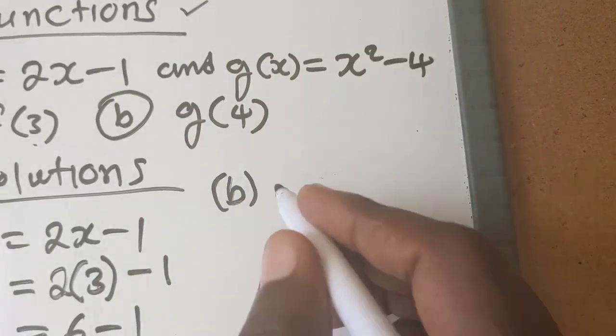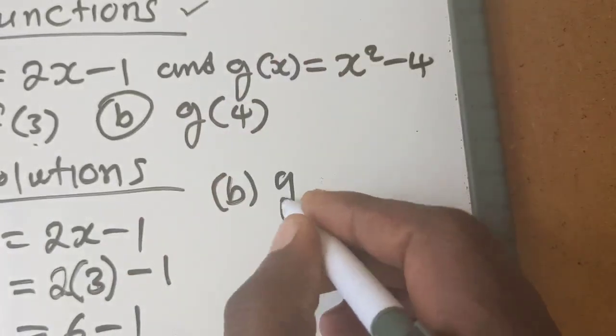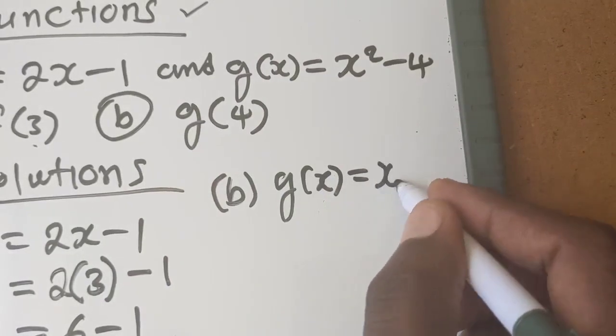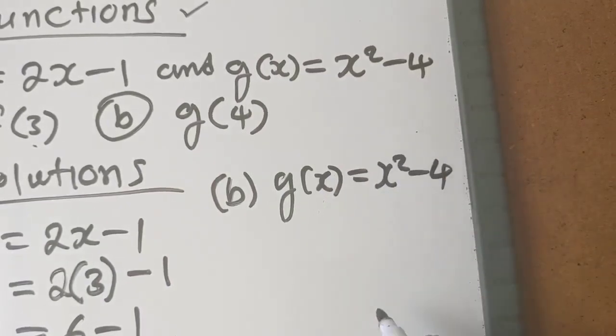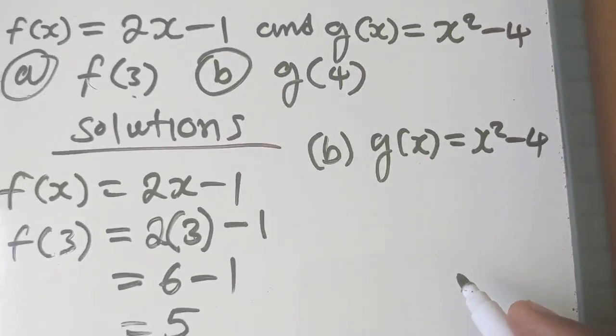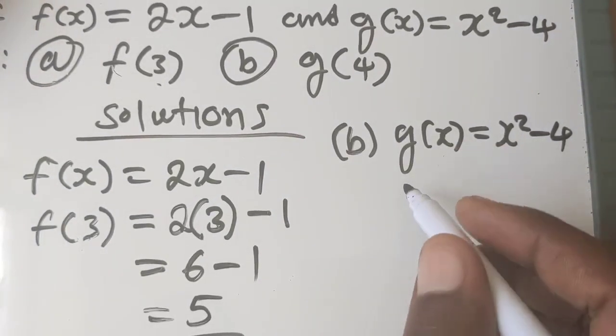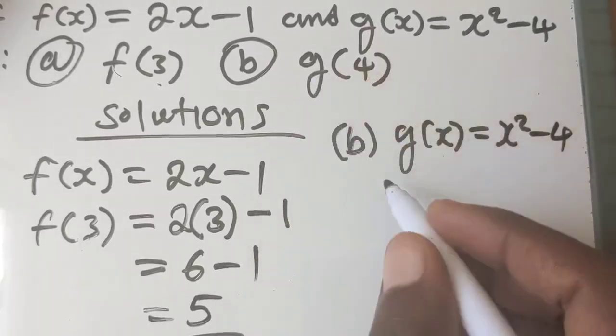So we do the same thing. We copy this function. We say G of X is equal to X squared minus 4, like that. So now this is the function that we are finding.